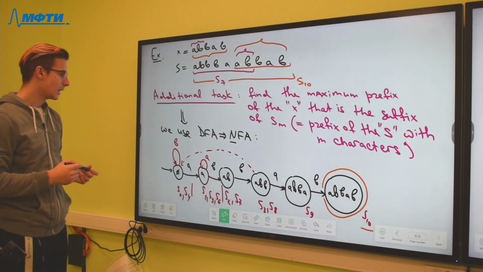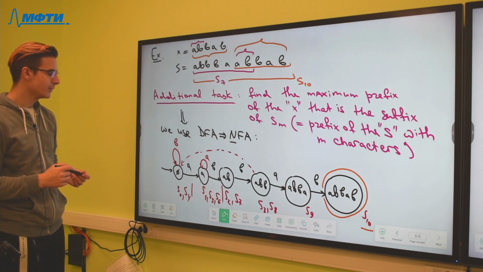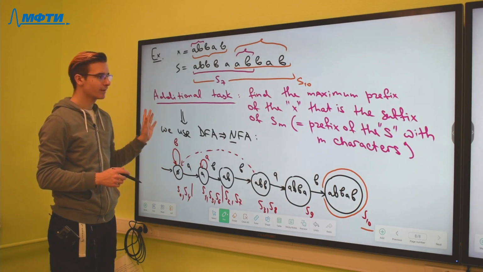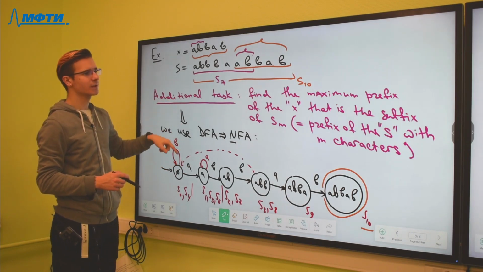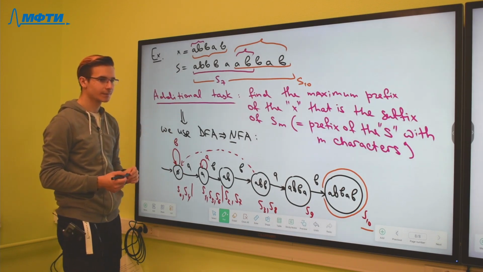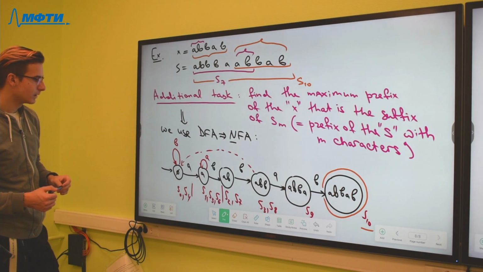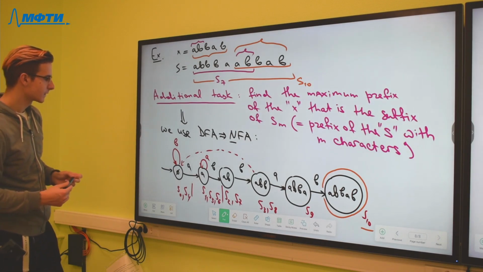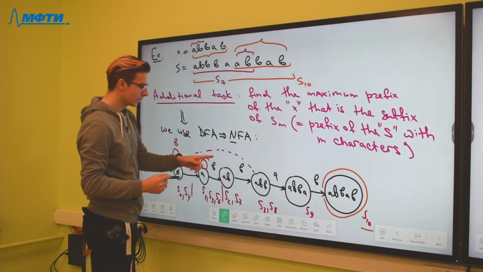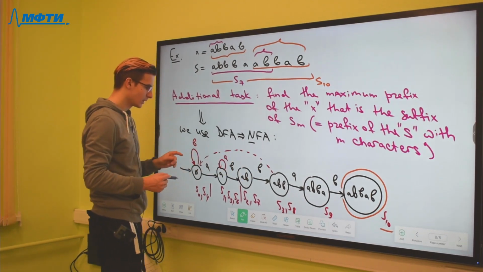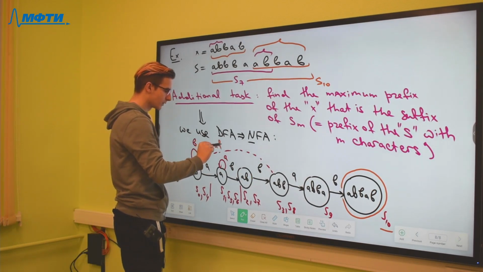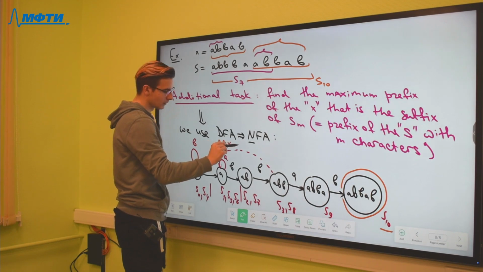So if we have this finite automaton, we can find the answer for this additional task, and we can find the answer for the initial task. And we need to understand how to find these edges and find these links. Yeah, it is named suffix links.